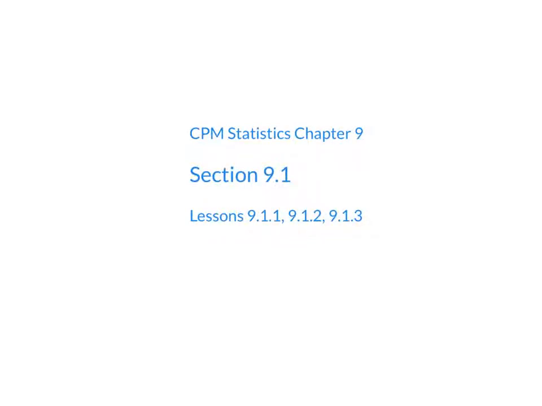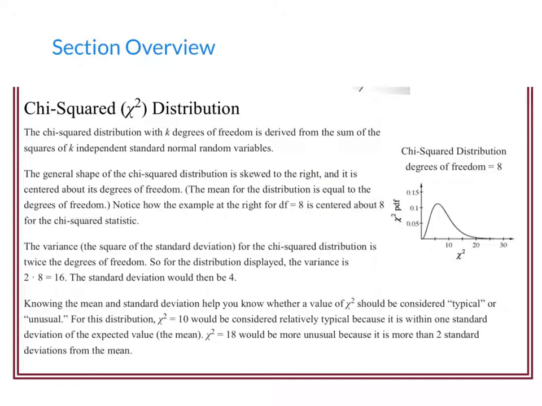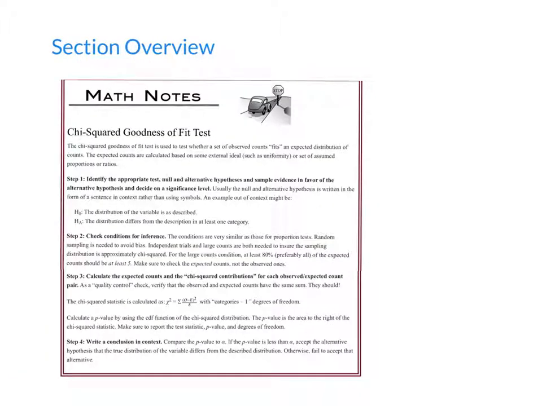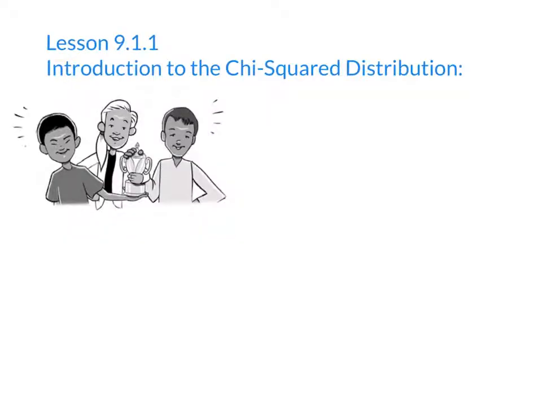This is the Section 9.1 MathCast. It contains 3 lessons. Students are introduced to the chi-squared distribution as the sum of squared independent standard normal random variables, and their understanding of degrees of freedom is expanded to work with the chi-squared family of cumulative density functions. Students are introduced to and test a variety of chi-squared goodness of fit situations.